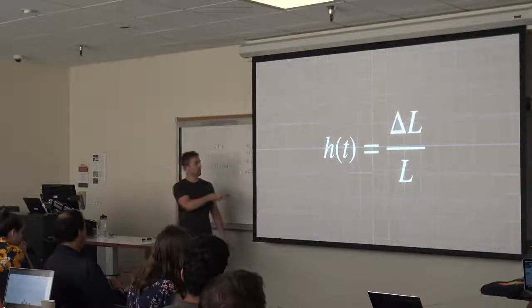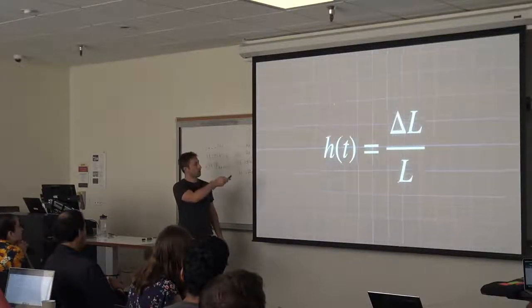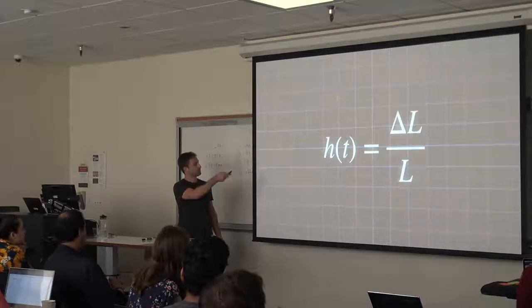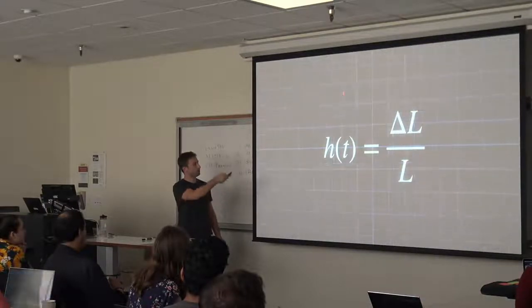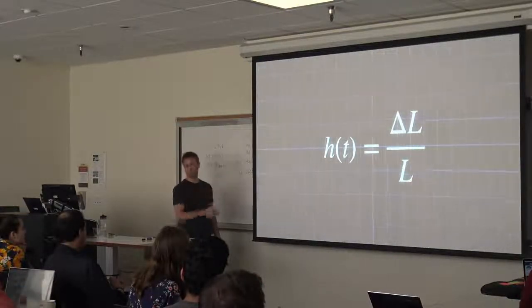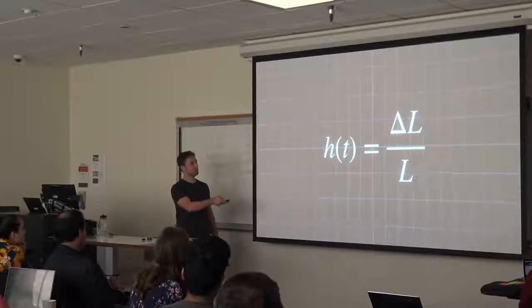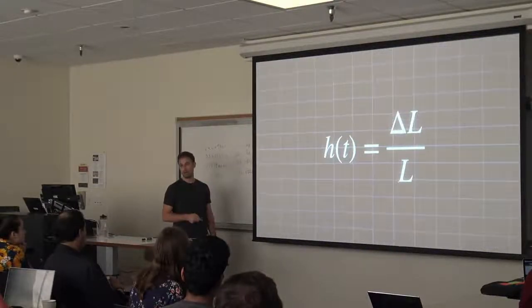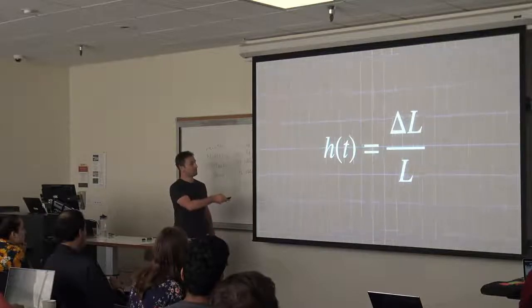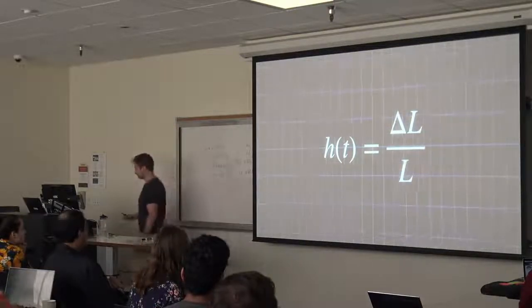So if you were to draw a right isosceles triangle, and you were to measure the two legs of that triangle as a gravitational wave passes through, you would find that the sum of the two legs is not changing, but that the difference in the two legs is changing. So that's a change in length per unit length.